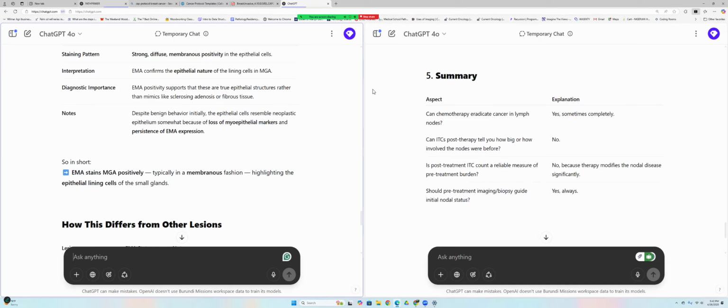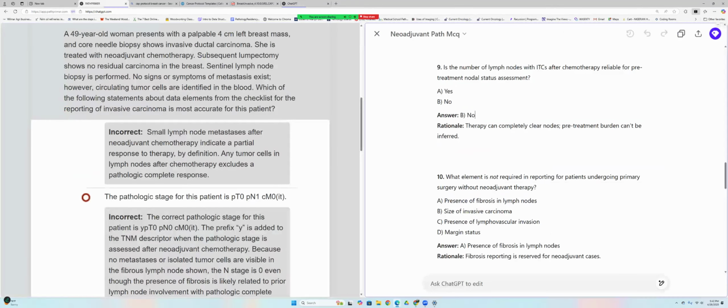So the essence of what I'm taking out of here is that after chemo, the ITCs are found after surgery, so they cannot reliably tell you the degree of involvement of that lymph node before treatment. You know that. Yes.